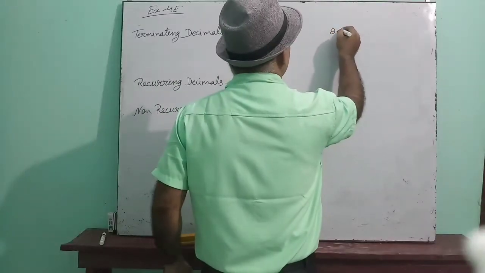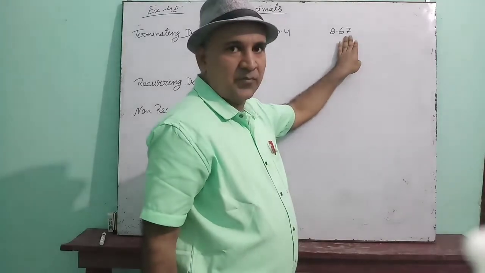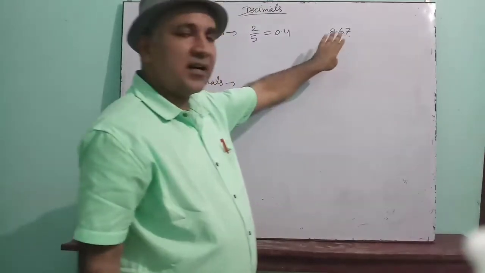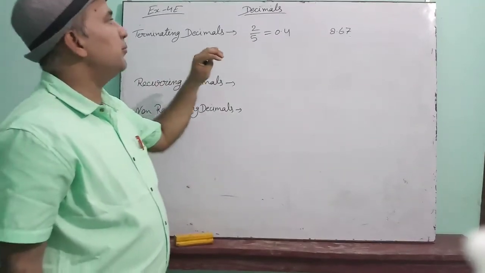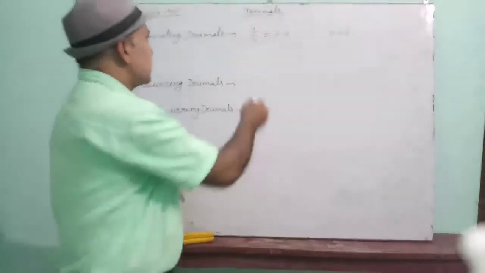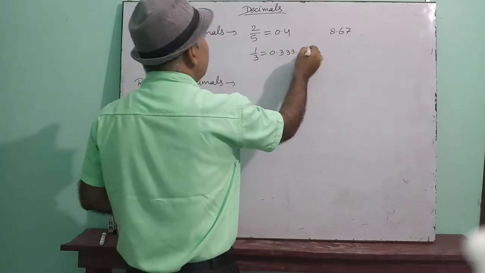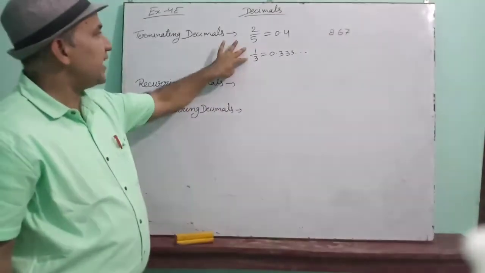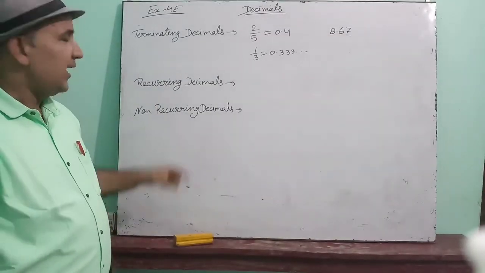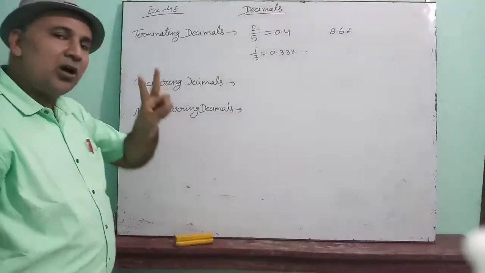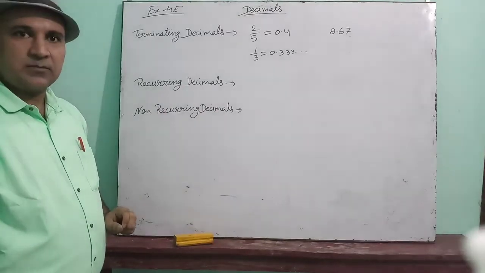Just like 8.67. Since after the decimal there are certain digits, that is called a terminating decimal. If a number can be converted into decimal, just like 1 by 3, if you write it, it will come 0.333 and so on. And decimals that do not terminate are of two types. One, recurring decimal, and second, non-recurring decimal.